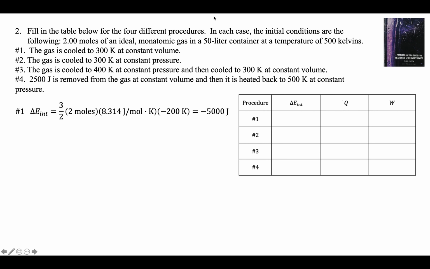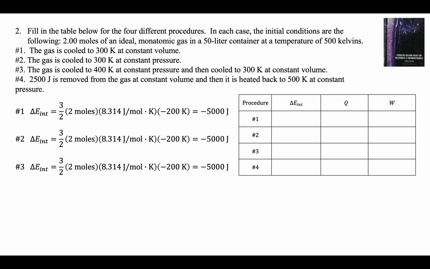So it went from 500 to 300. Delta T is minus 200 kelvins. It's always 2 moles. That's the gas constant. So for procedure number 1, when it went from 500 to 300, delta E internal is minus 5,000 joules. Procedure number 2 has the same final temperature. Delta E internal is also minus 5,000 joules. Procedure number 3, same thing. Drop 200 kelvins. Delta E internal for 2 moles is minus 5,000 joules.